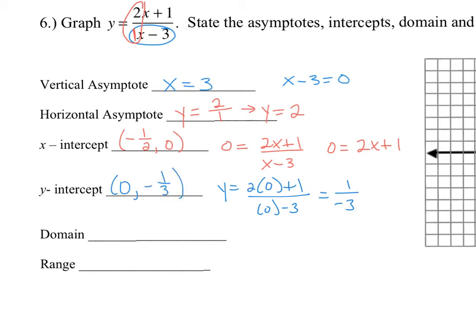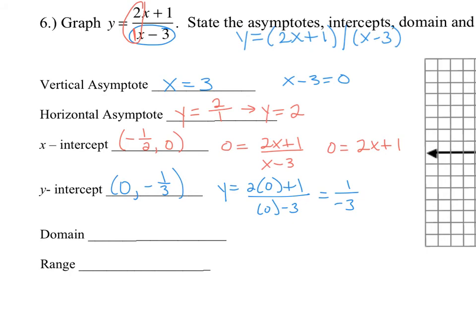And then again, I like to graph them before I find the domain and range. So keep in mind that when we actually go ahead and plug this in the calculator, you want to make sure that you put parentheses around your numerator and your denominator. So in the calculator, it would look like this: y equals parenthesis 2x plus 1, and then you'll close that set of parentheses and then divide it by another set of parentheses for the denominator, x minus 3.